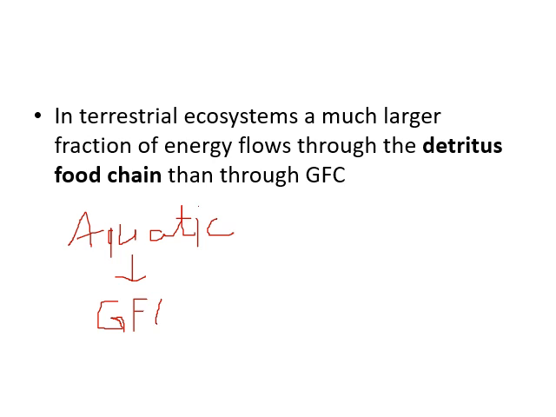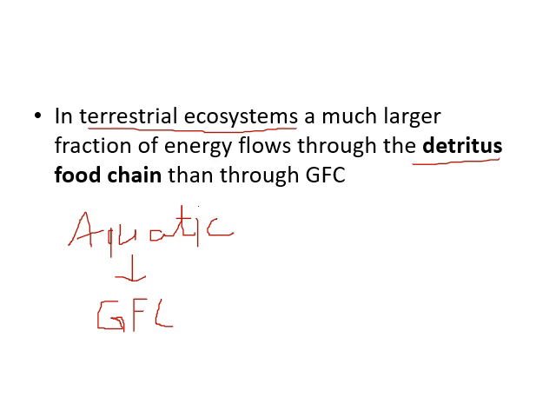And in case of terrestrial ecosystem, let's take an example of a forest ecosystem. There are so many fallen leaves, there is a large amount of organic matter which is decaying. So more of the energy flows through the detritus food chain. Both chains, GFC and DFC, are observed in both ecosystems, aquatic and terrestrial.